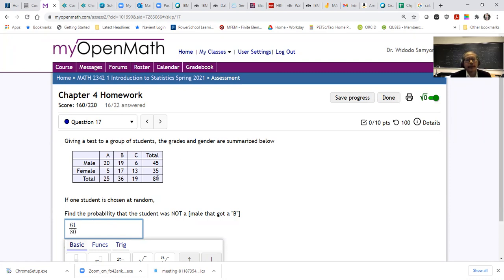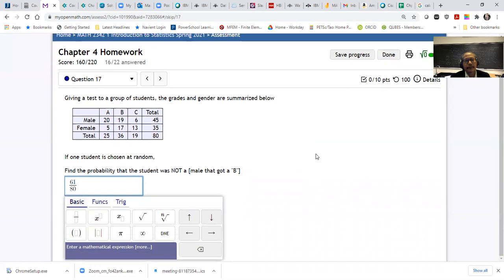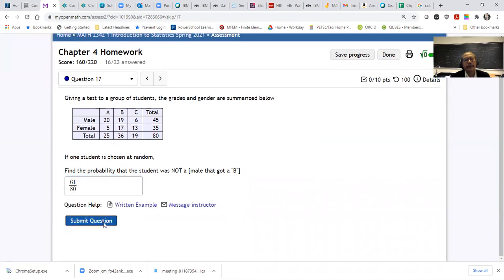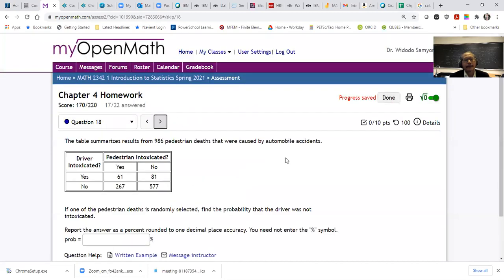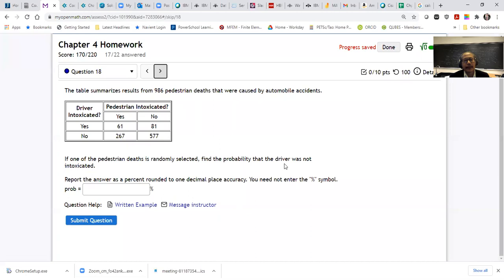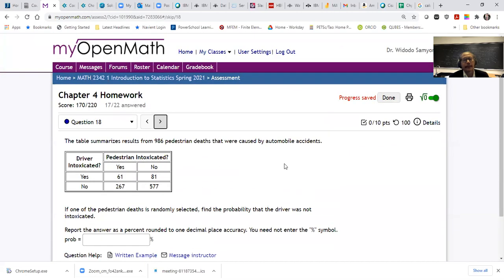So you subtract 19, male and got B, from 80. So you got 51 over 80. Yeah, so the problems are getting harder and harder. Okay.